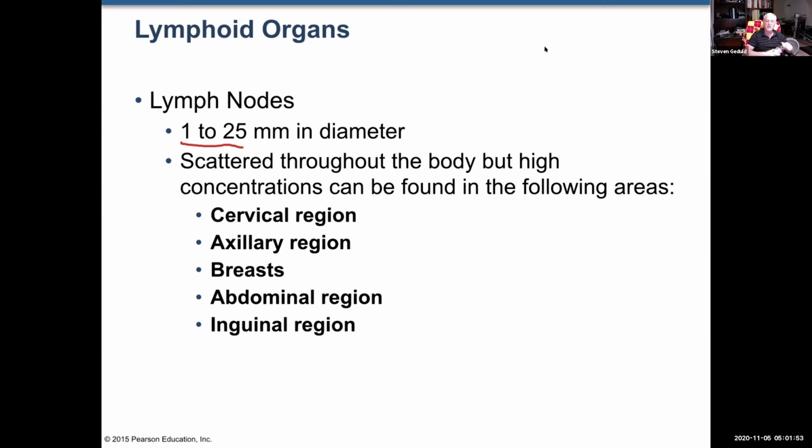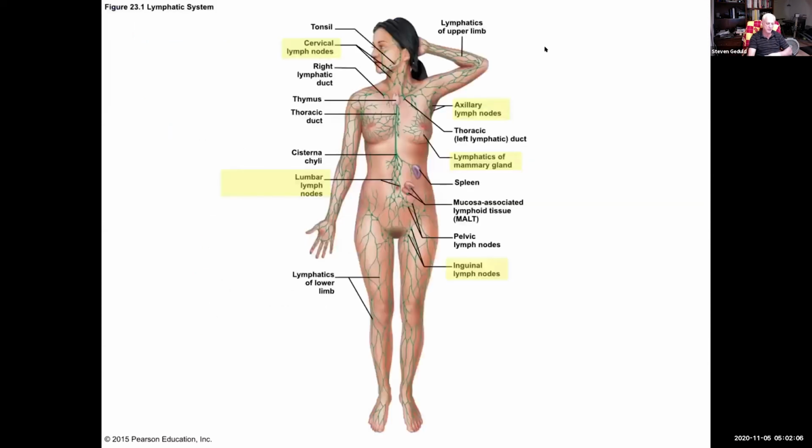But they're highly concentrated in the cervical area, under your jawbone where food comes in, the axillary region, your breasts, abdominal region, and your inguinal region. Again, that's where the concentration of these lymph nodes is: axillary, inguinal, which is your lumbar one, and cervical.